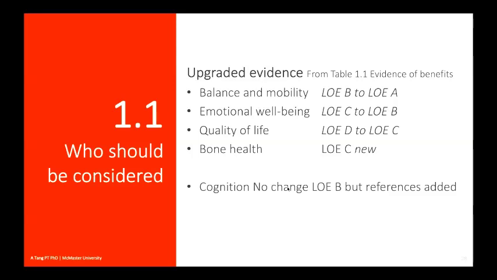The benefits of exercise to emotional well-being was also upgraded from a level of evidence C to now B. Quality of life was also upgraded, and a new section on impact on bone health, although it's a level evidence C, was not present or available in the first set of guidelines, but now there's some evidence to suggest that aerobic exercise can improve bone health. The authors also noted that in terms of exercise and how it benefits cognition, there was no change in the level of evidence, but certainly the number of references that have come out starting to look at and identify the benefits of exercise to cognition have been identified and outlined in the new recommendations.